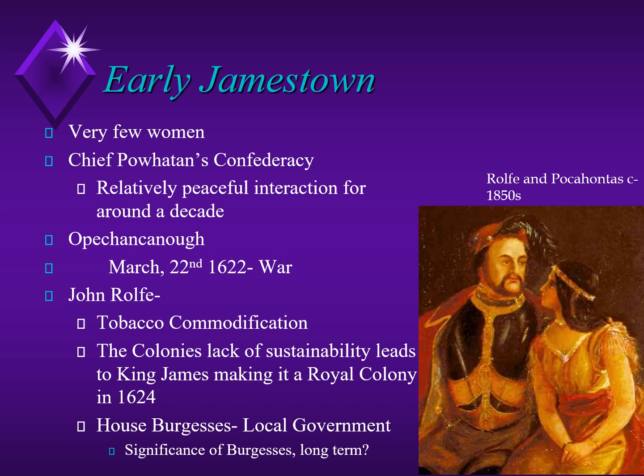John Rolfe, who is depicted here with Pocahontas in this very Europeanized and mythicized, or legendary, I should say, painting, was of course noted for the commodification of tobacco. The colonies were not sustainable, and they found no great treasure, and no Northwest Passage. And so the lack of sustainability not only led King James to make it a royal colony in 1624, but also for tobacco to be promoted as a cash crop, a commodity that could be sold and made profitable.